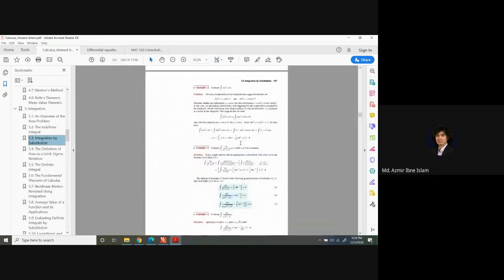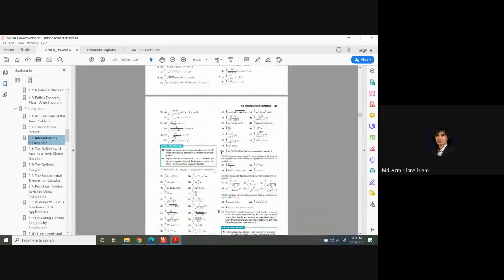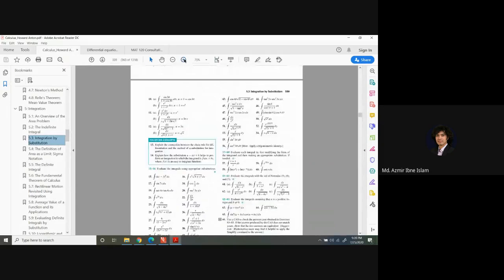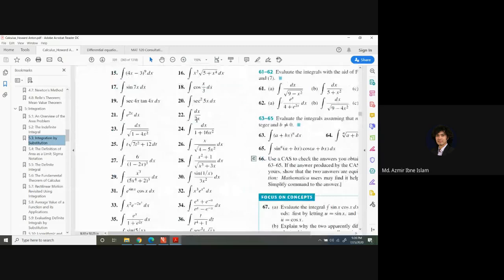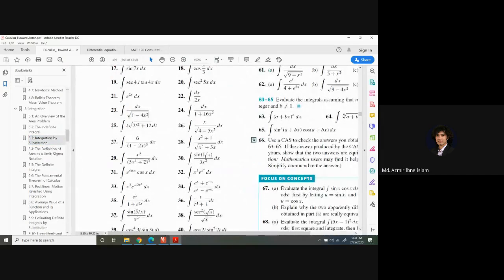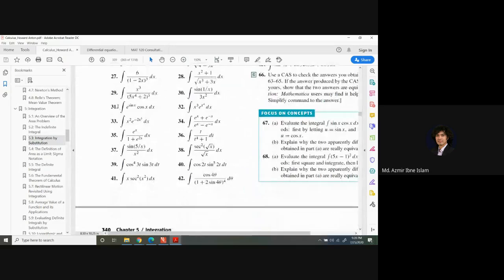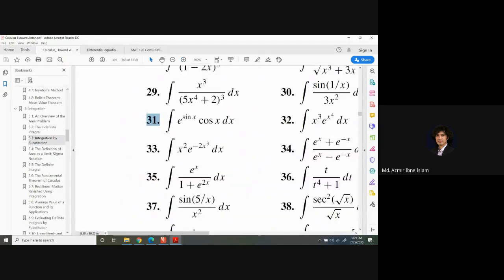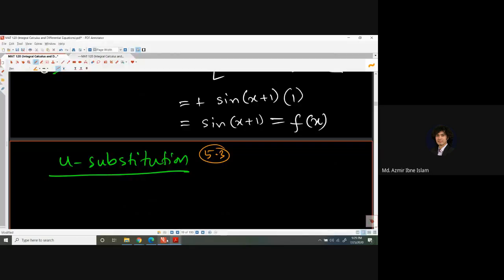I'm going to the exercise part so that you can have the basic idea from this exercise part. Okay, so let's take any random problem. Let's take 31. In 31, you can see we have the integration of e to the power sine x times cosine x. That means we have to integrate this function. This is our original function, and we need to find the antiderivative for this function. Okay, so let's write this one.